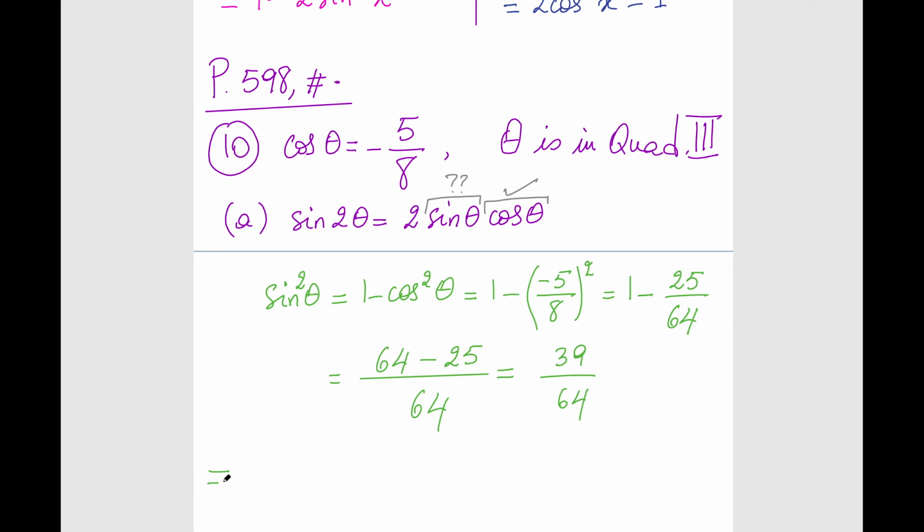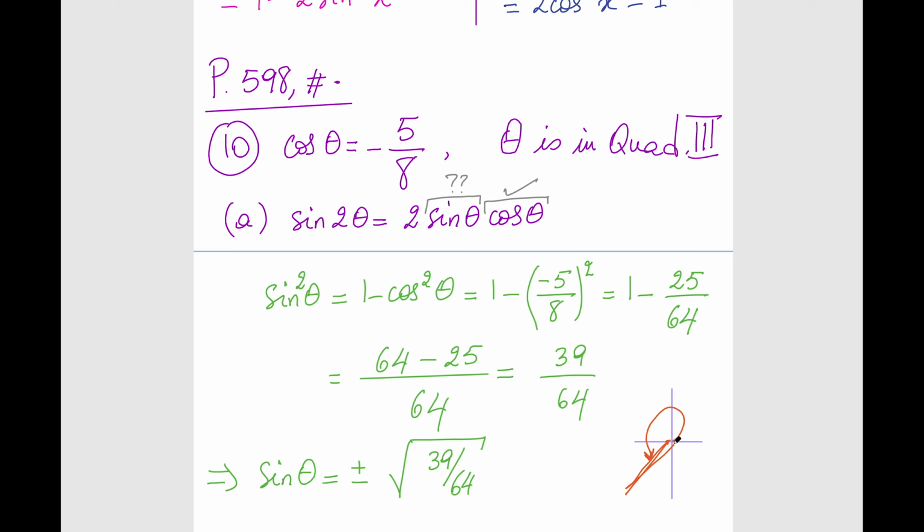So what can we then infer about sine of theta? Well, sine of theta is plus or minus the square root of 39 over 64. We still have to determine the sign, whether it's plus or minus. Well, what do we know about theta? Theta lives in the third quadrant. And in the third quadrant, if we have a small picture, what can we say about an angle in the third quadrant? So something like this.